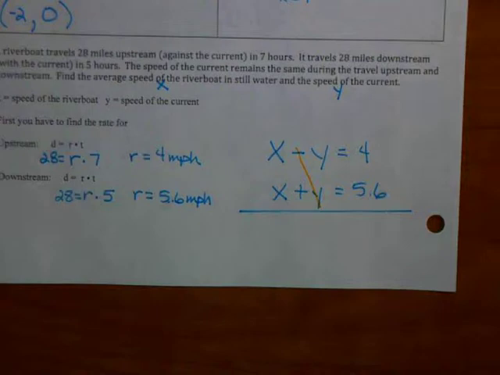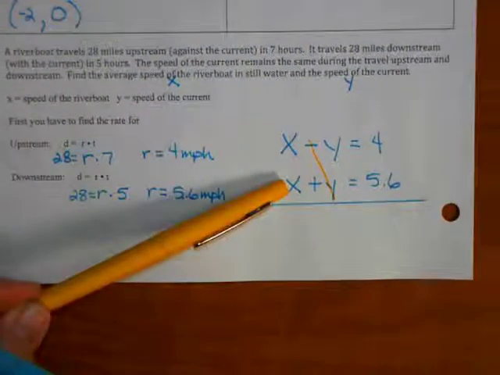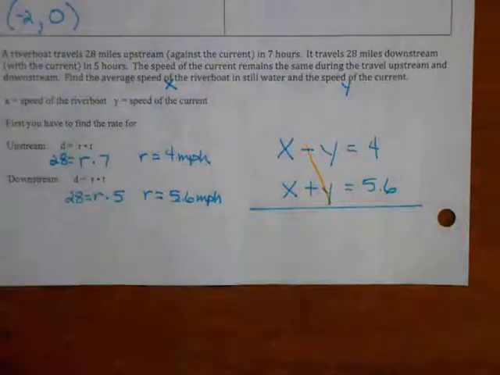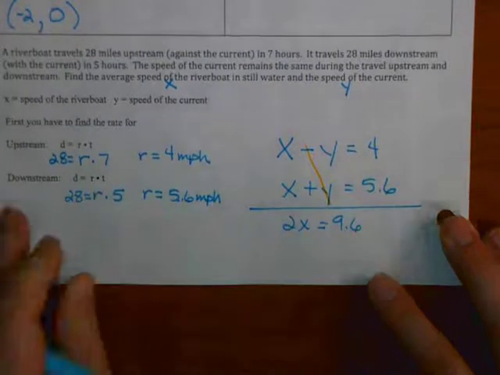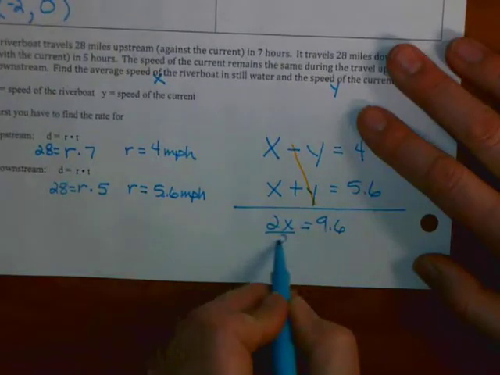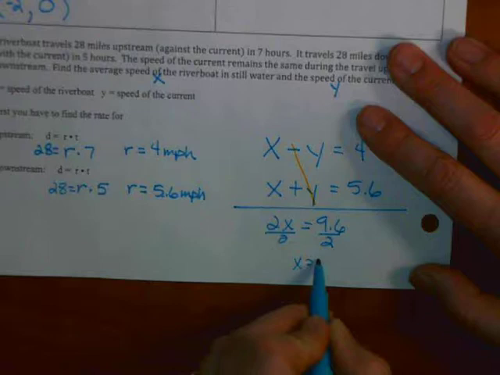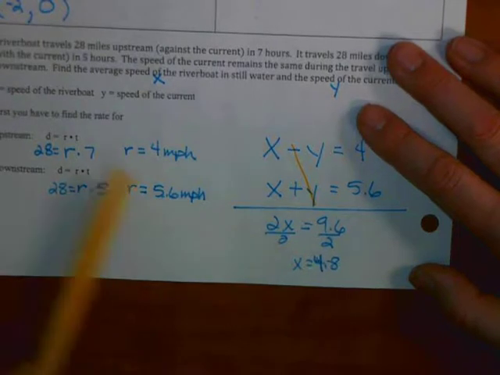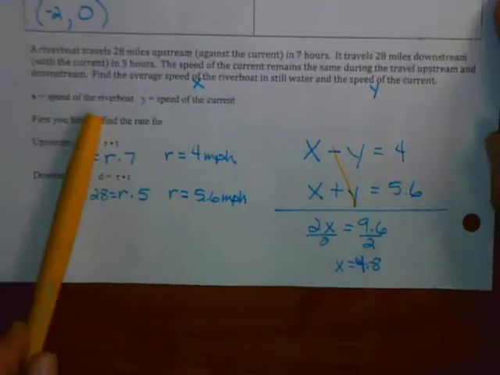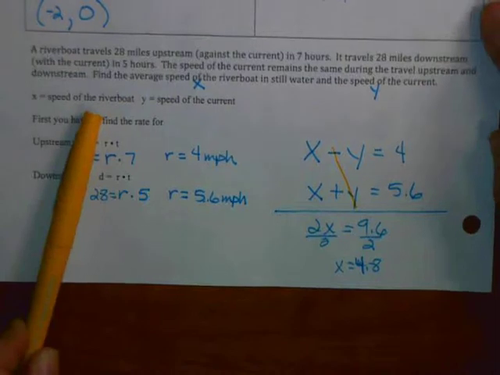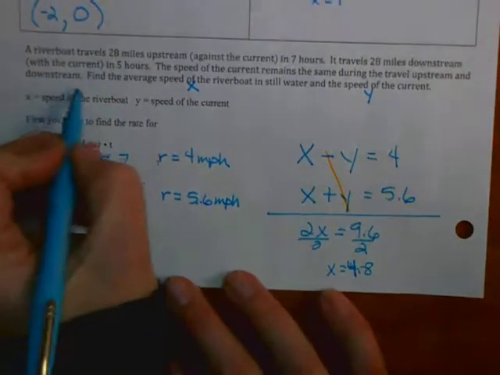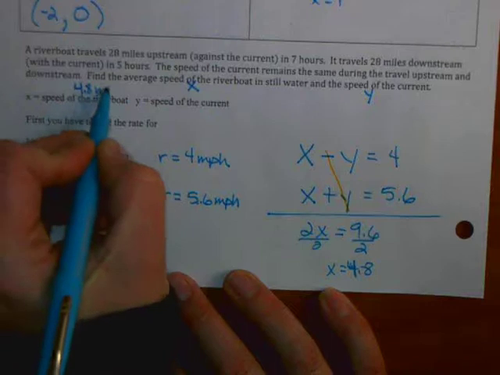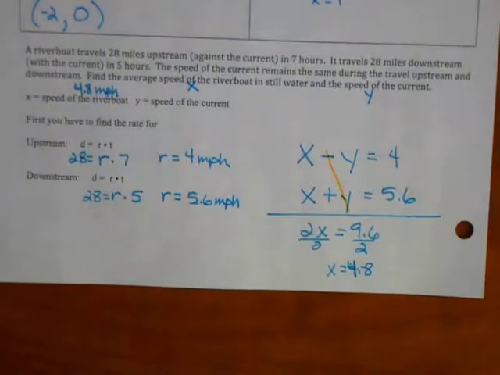Be careful. I have x plus x. So how many x's do I have? 2x equals 9.6. Divide by 2. X equals 4.8. Oh, wait a minute. What is x? Read up the problem. X is the speed of the riverboat. So if it was in still water, the riverboat would be going 4.8 miles per hour.